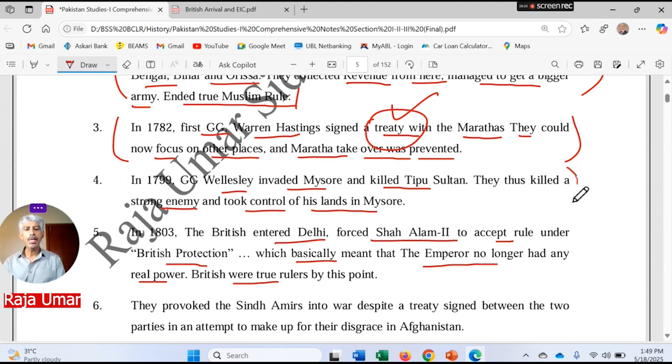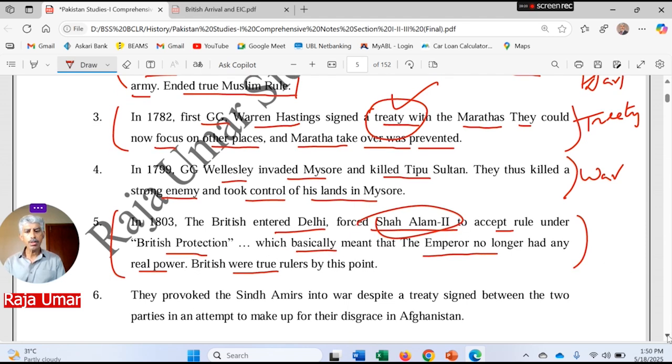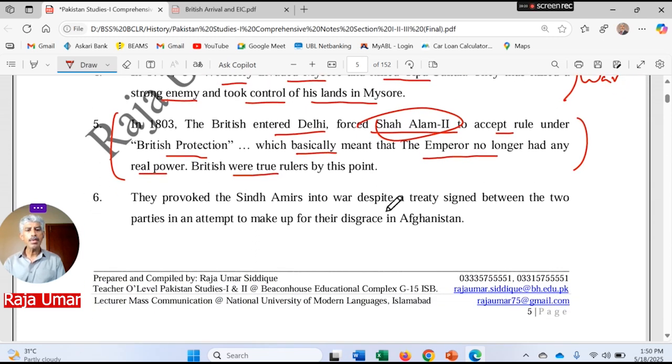So this one was war, this one was treaty, and up over there were wars. Over here again, the entrance of the British at the capital Delhi, you can say a sort of surrender by the Mughal Emperor Shah Alam II in 1803. Then they provoked the Sindh Amirs into war despite a treaty signed between the two parties, in an attempt to make up for their disgrace in Afghanistan. The defeat in Afghanistan was washed away by the annexation of Sindh in 1843.